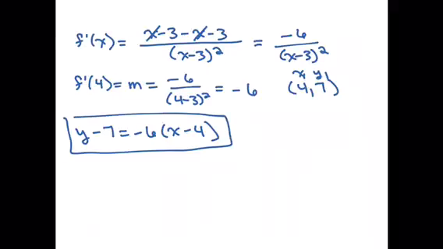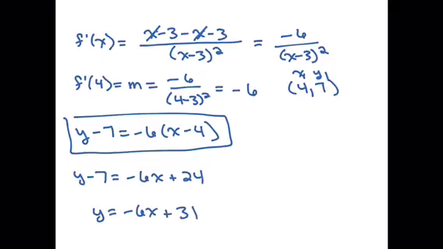And if I want to keep going and put it in slope-intercept form, then I will distribute the negative 6. And we'll add 7 to both sides, and I get y equals negative 6x plus 31.